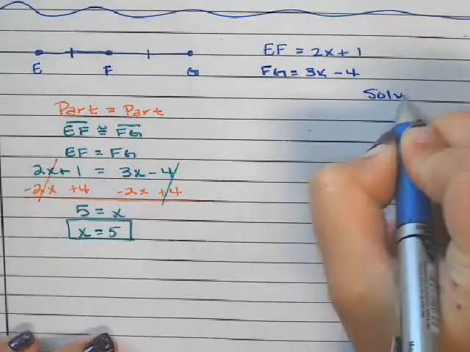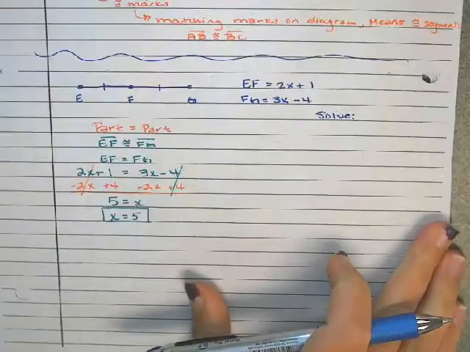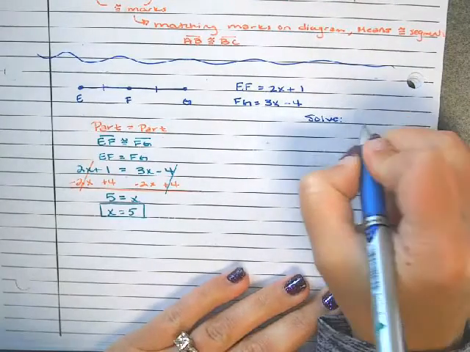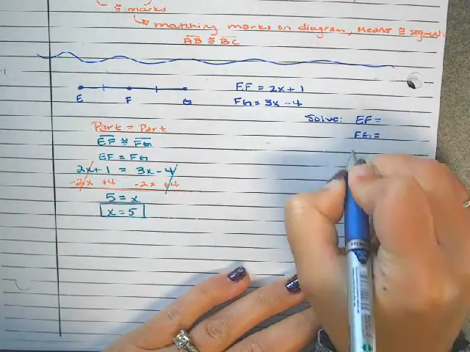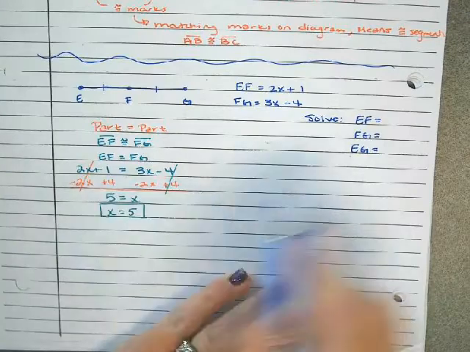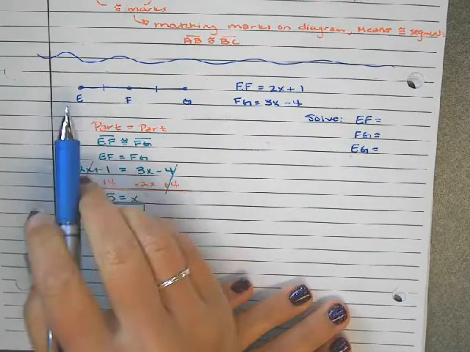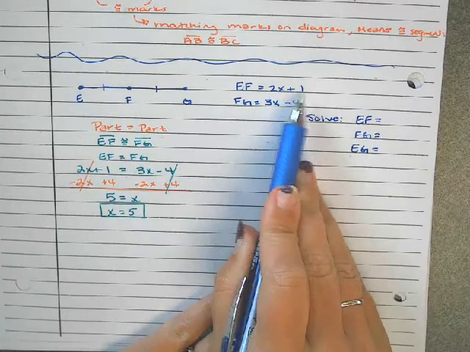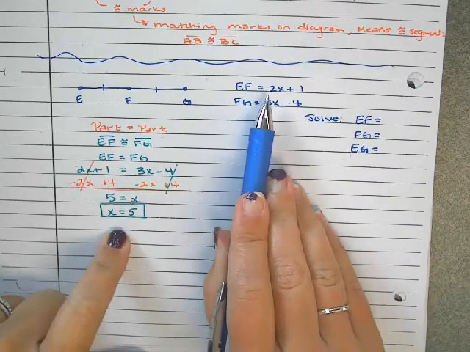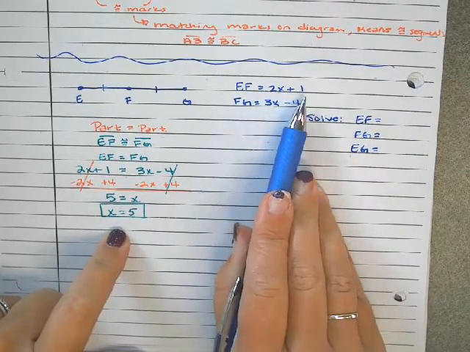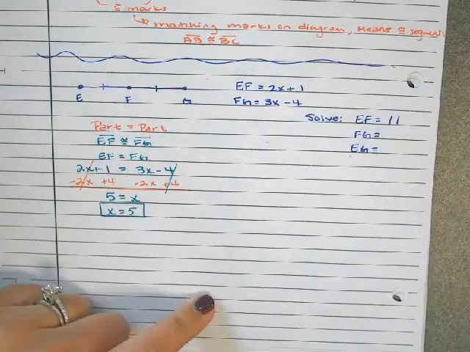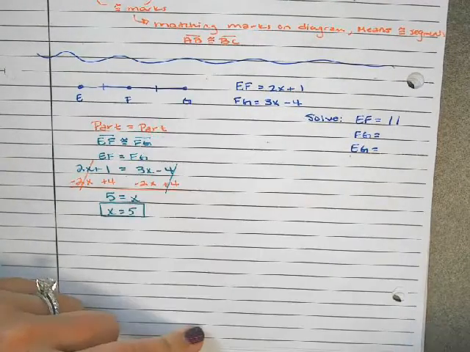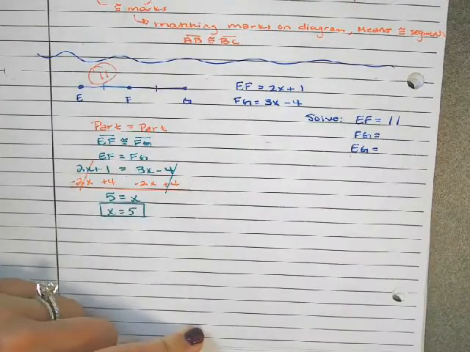And maybe they asked me to solve for, maybe there was this thing over here and it said to find EF, to find FG, and to find EG. So it wants to know the lengths of all three of those segments. Well, EF was represented by 2x plus 1. So if we plug in 5, what's 2 times 5 plus 1? 11. 2 times 5 is 10, plus 1 is 11. Cool, that's 11. I can even mark it over here in my diagram.